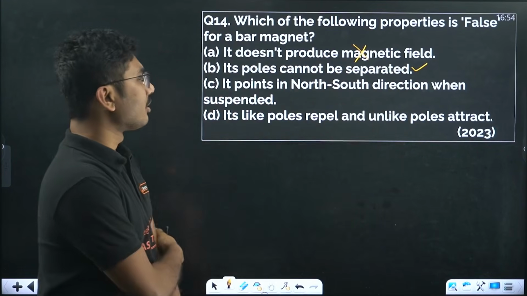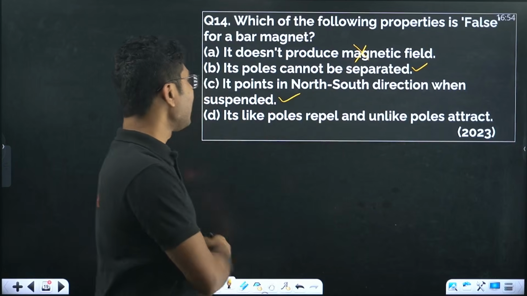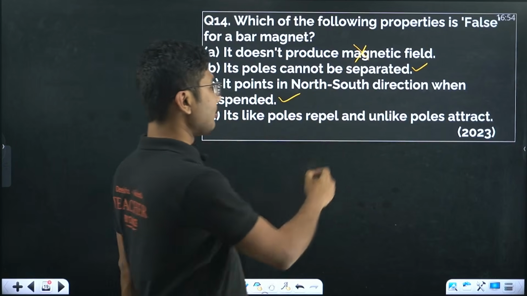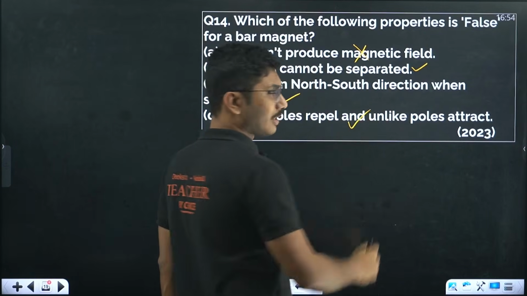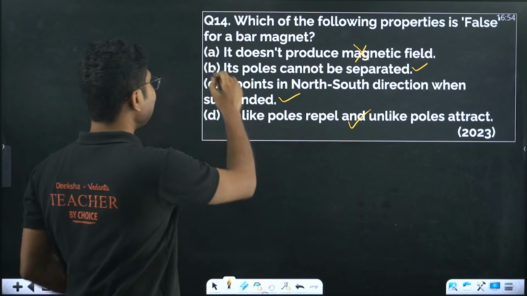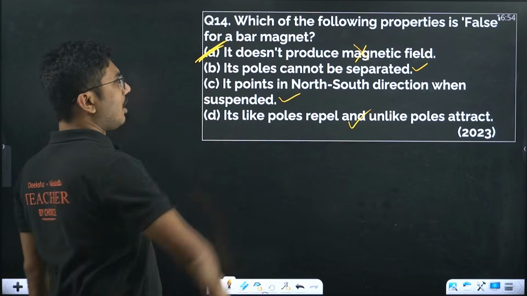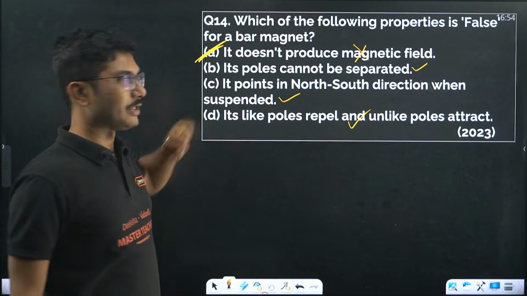It points in the north-south direction, this is a correct statement. Like poles repel, unlike poles attract. So this is also a correct statement. So the only wrong statement is that it does not produce magnetic field. So this is a wrong statement.